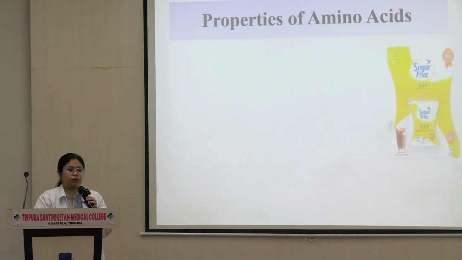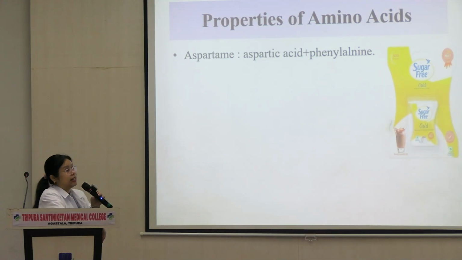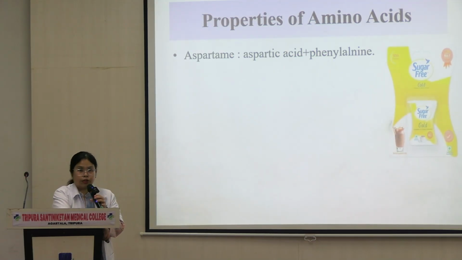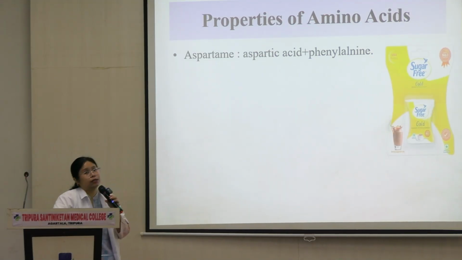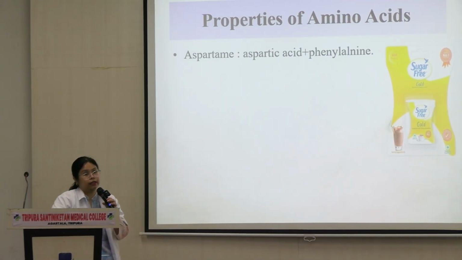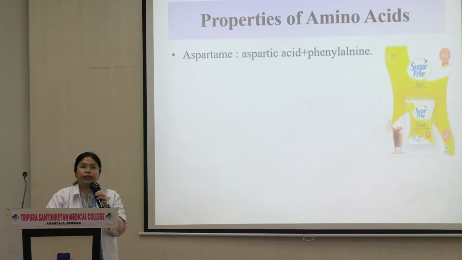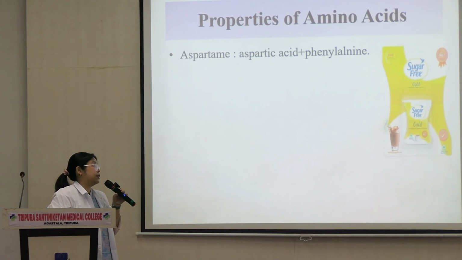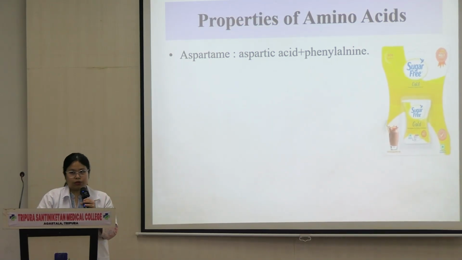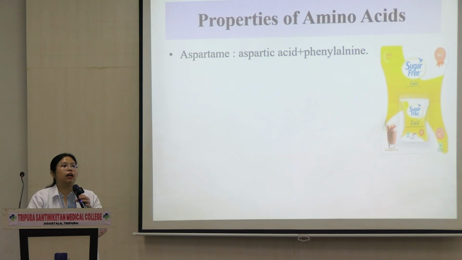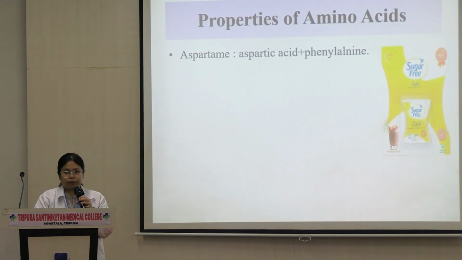So except that table sugar, what we have is amino acid as well. Aspartame is used in many of these Sugar Free Gold, right? Aspartame is made up of the amino acids aspartic acid and phenylalanine. Like I said, some of them have a sweet taste, so aspartic acid and phenylalanine are used in artificial sweeteners. It is not a carbohydrate and it doesn't affect diabetic people.